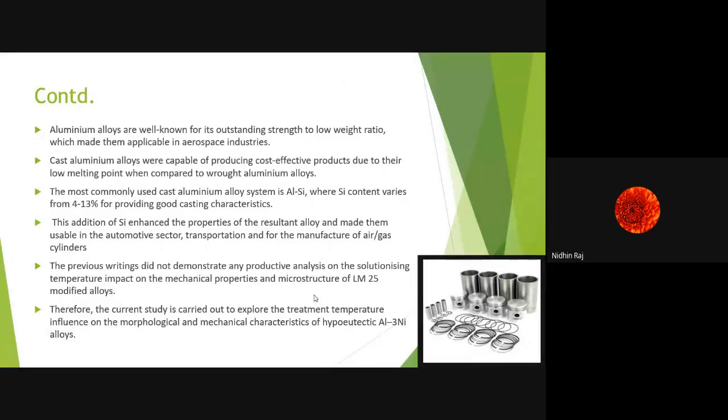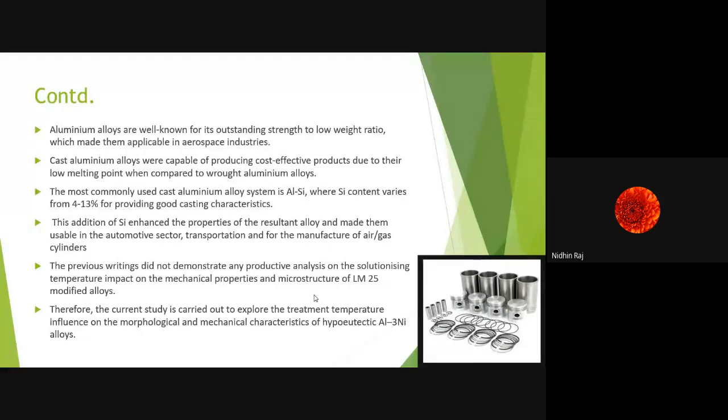The silicon content usually varies from 4 to 13% here, and this provides good casting characteristics. The presence of silicon improves the fluidity of the metal. So having a better amount of silicon is better for casting purposes, as you'll have better fluidity for the cast. In addition, this addition of silicon enhanced the properties of the base alloy, and that made them capable of being used in the automotive sector, transportation, and for manufacture of air or gas cylinders. So in all these areas, you can go for such alloy combinations.